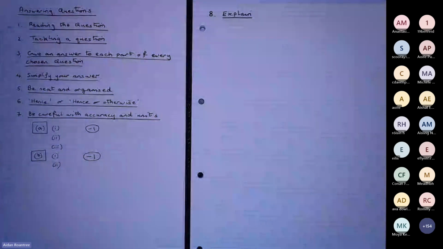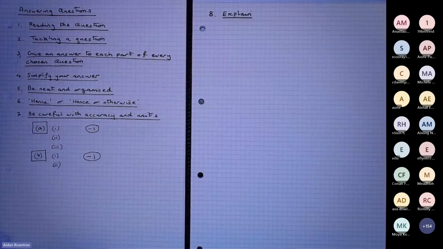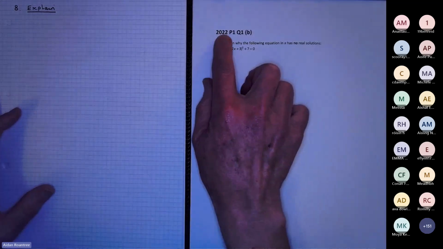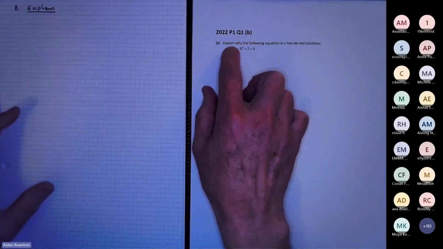Now, I'm going to give you an example of this. I've got a good few other examples to go through here. I'll move this over here. The question I'm going to put up on the screen, I'll call it out. It's from 2022, paper 1, question 1B. It says, explain why the following equation in x has no real solutions. I'll write it bigger so people can see it. And then we'll do the question here.